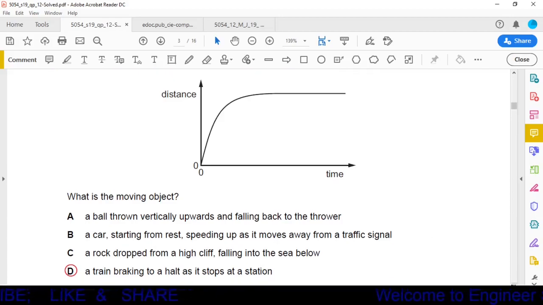Okay, in option D, it is given that the object stops. So option D is the correct option, because from the graph it is clear that the object has stopped. With the passage of time, there is no increase in distance. So the correct option is option D.